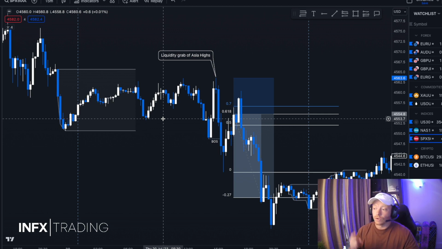You want a liquidity grab, you want to break a structure, you ideally want to be going with the trend of the day or the last 2 days, and you just want to make sure you have your stop in a certain place and your TP in a certain place. So also you're going to need the Fibonacci tool.